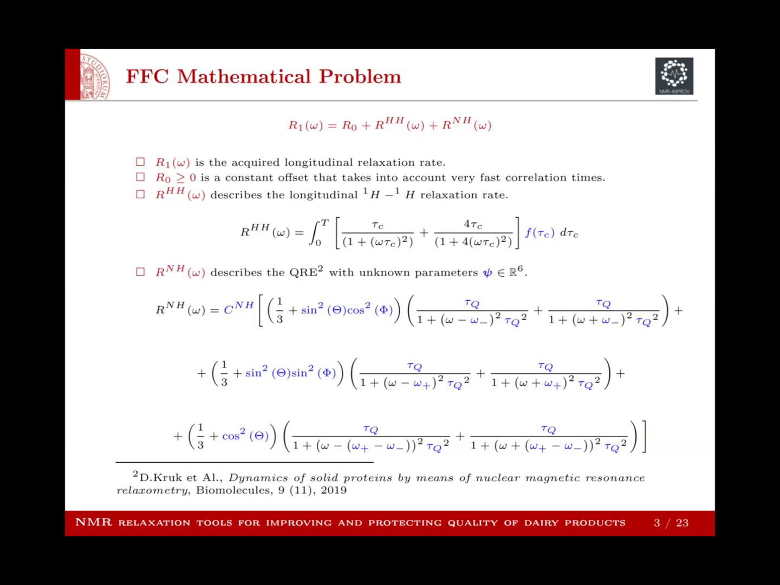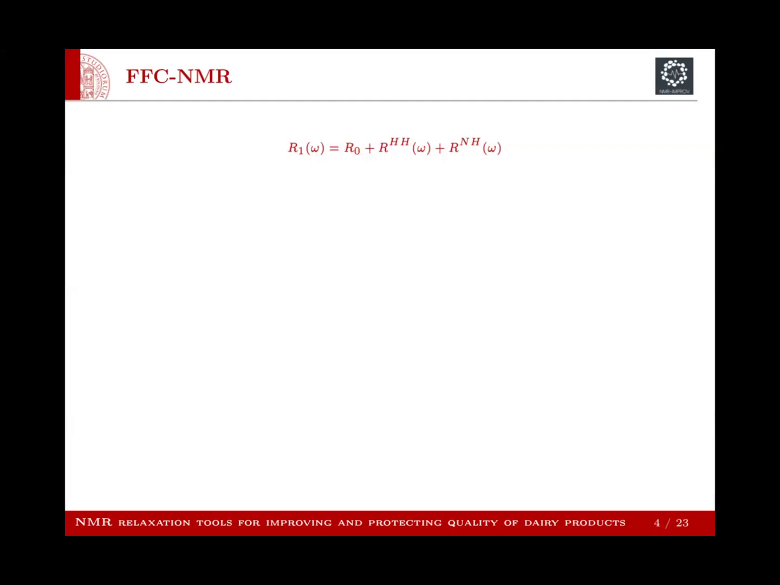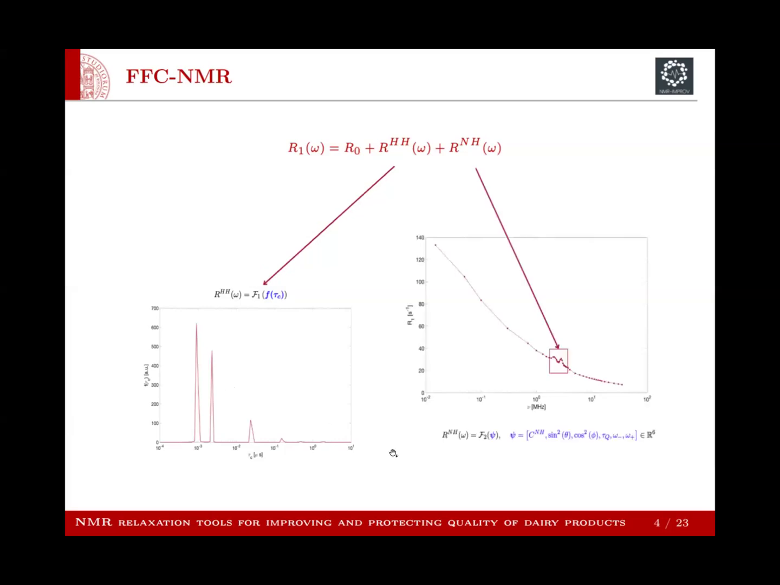There is also this nonlinear term, RNH, which describes this effect, and it depends on 6 physical parameters, which are here in blue. So the idea is that with the software, starting from the experimental data, we want to fit the profile and extract these parameters of interest: the constant offset, the correlation time distribution f of tau c, which has this shape, and the 6 parameters of the quadrupolar effect, in case it is present.